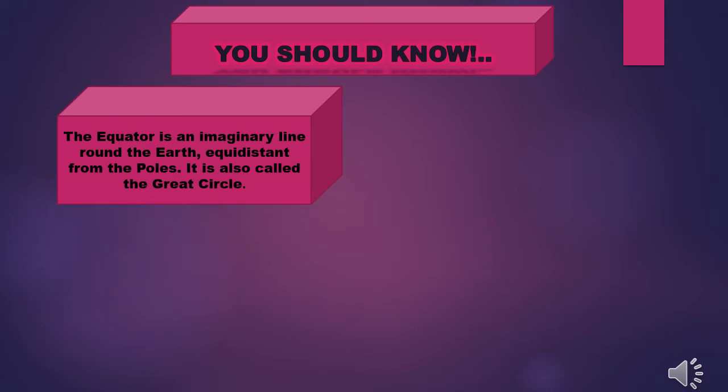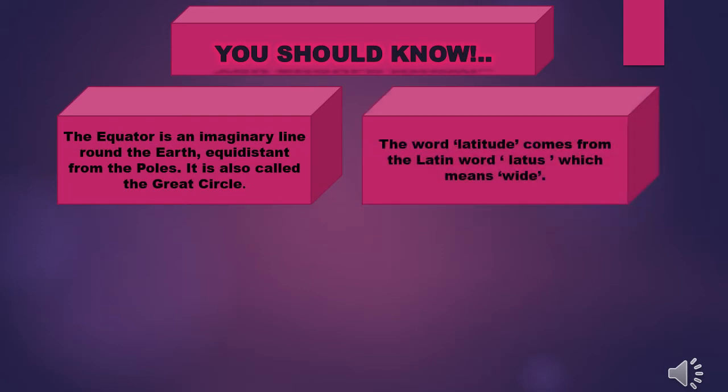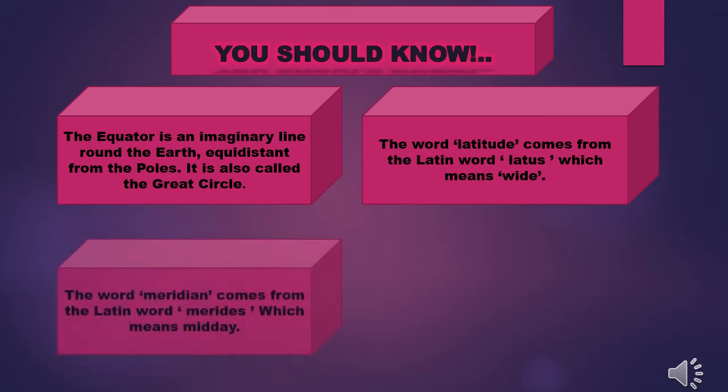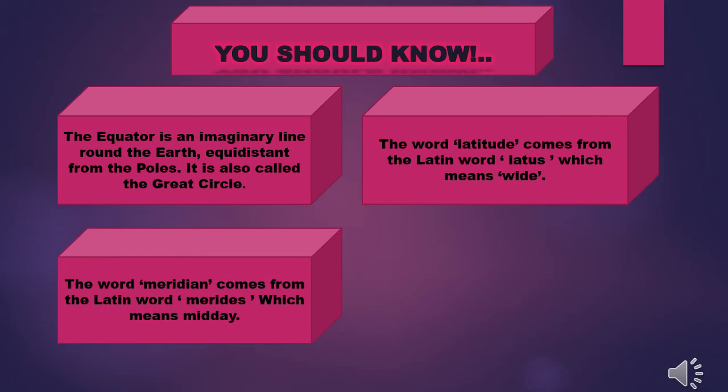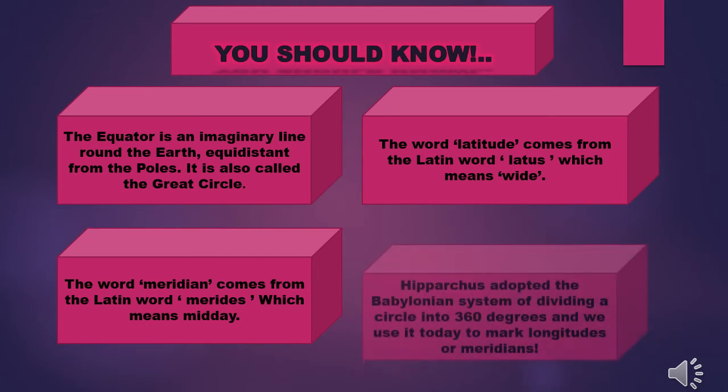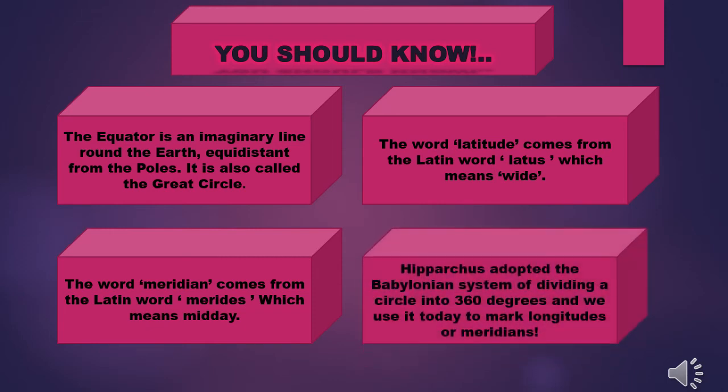Yes, children, at last in this lesson you have some we-should-know portions. Let us go through that. The equator is an imaginary line round the earth equidistant from the poles. It is called the Great Circle. The word latitude comes from the Latin word latus, which means wide. The word meridian comes from the Latin word meridies, which means midday. Hipparchus, a Greek astronomer, adopted the Babylonian system of dividing a circle into 360 degrees, and we use it today to mark longitudes or meridians.